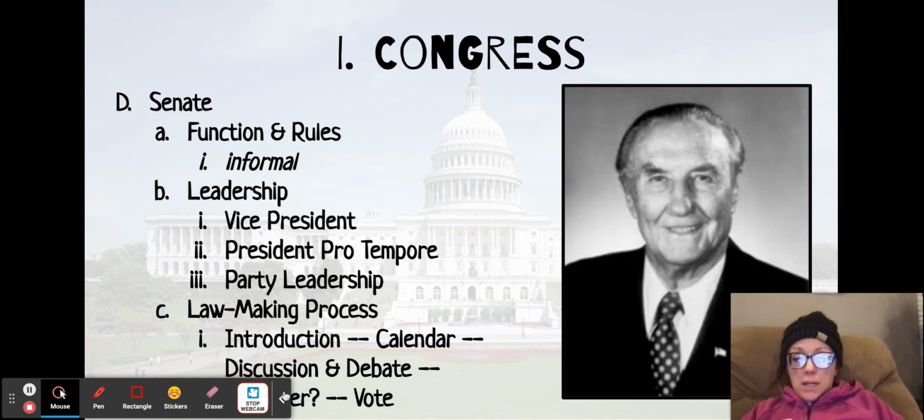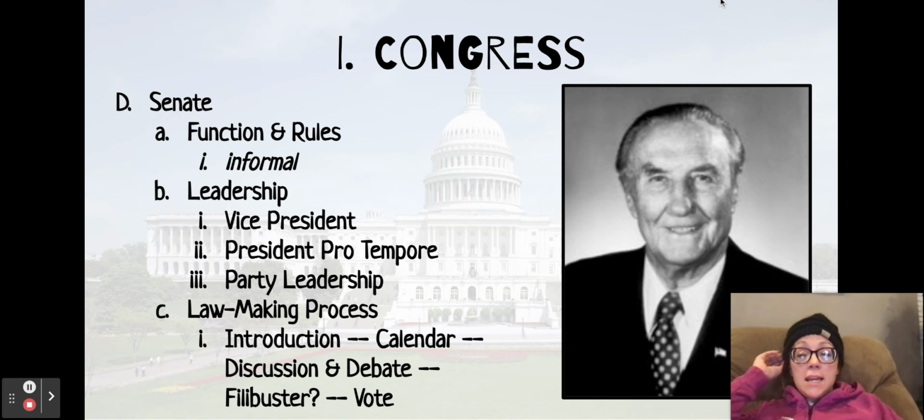Next, the Senate. Next, the Senate has some different procedures. So, the Senate rules are going to be a little more informal because there aren't as many senators as there are members of the House. Of course, their function is still to make laws.